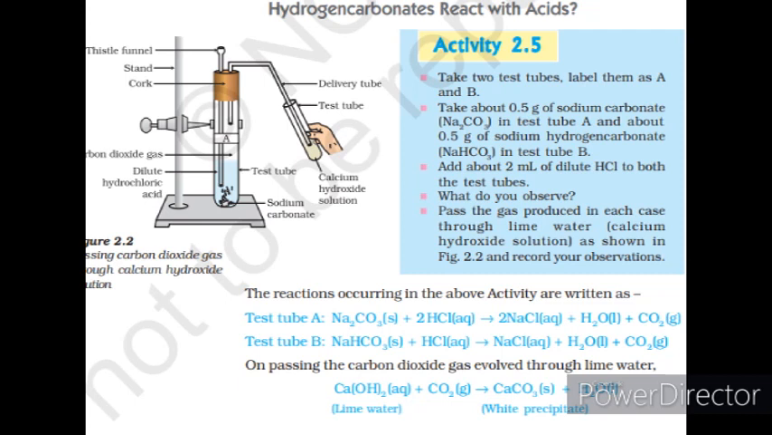The following reactions take place. After this, you will see that in test tube A, sodium carbonate when reacting with hydrochloric acid will produce sodium chloride, water and carbon dioxide. Now how does this work? Sodium carbonate dissociates into sodium and carbonate ions, and hydrochloric acid dissociates into hydrogen and chlorine ions.